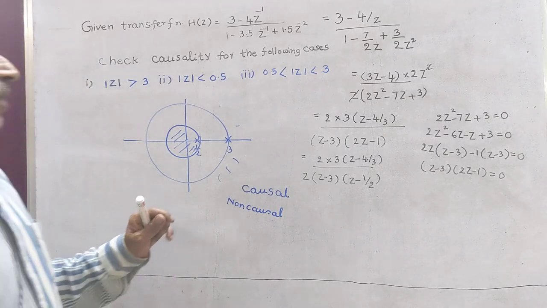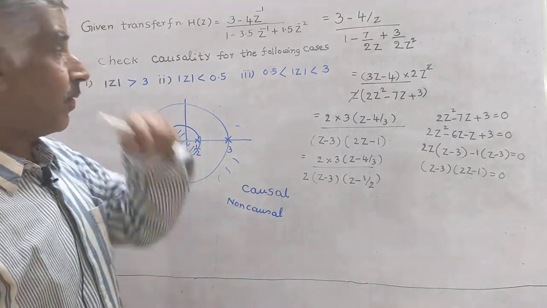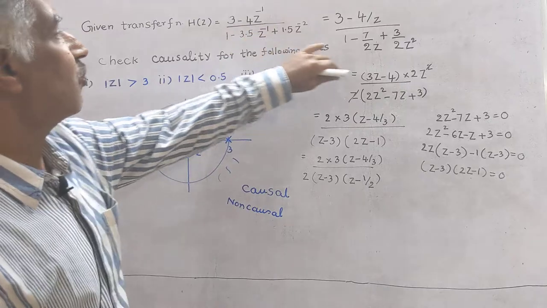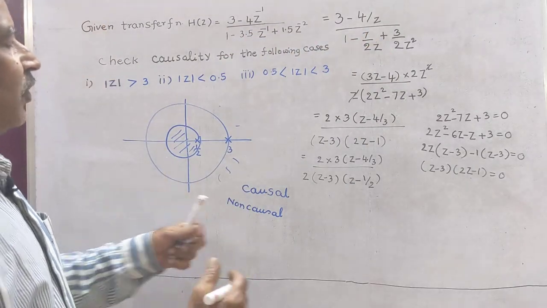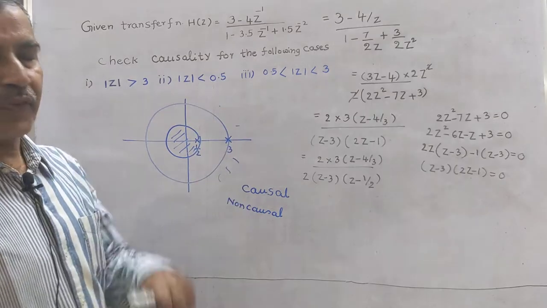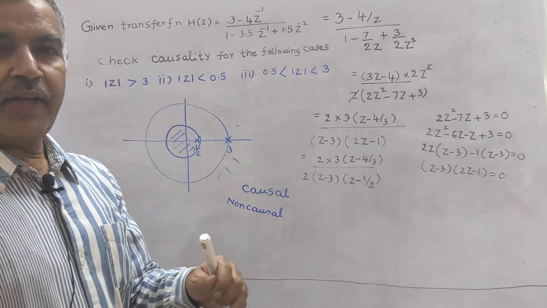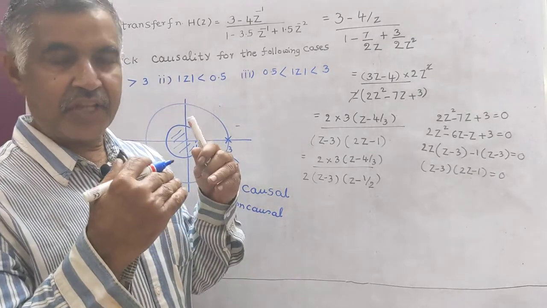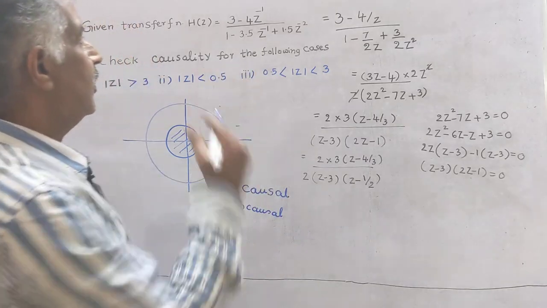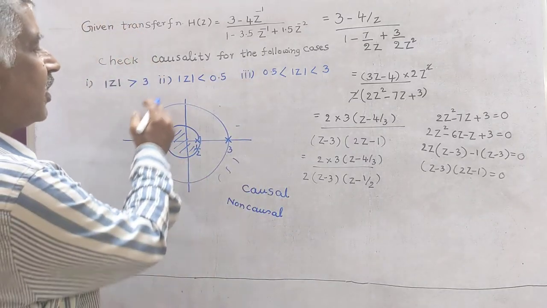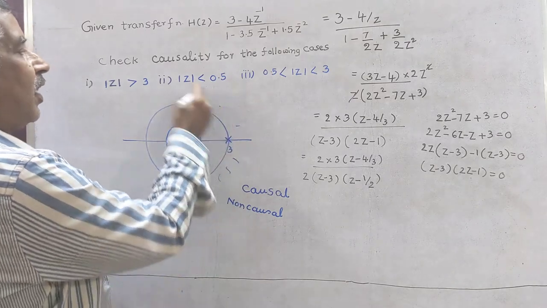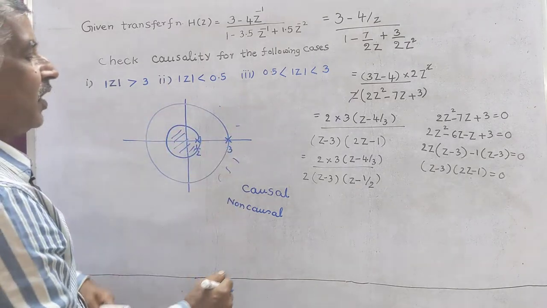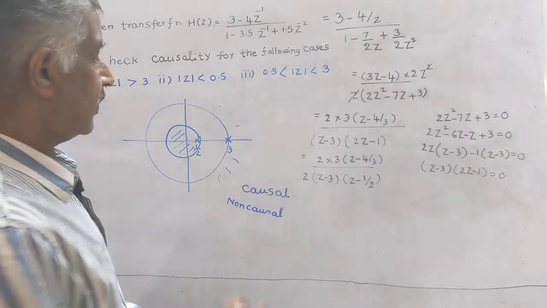You can also examine this by taking the inverse Z transform for this, and after that one can also ensure that. But at the early stage, in the H(z) stage itself, we are checking the property. Therefore, here in this problem, the ROC is inside the circle of maximum radius 3. Hence, it is not causal. That is non-causal.